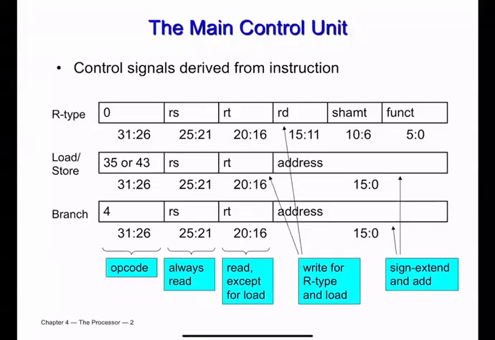So as we mentioned earlier with the main control unit, we have control signals which have been derived from the instruction. The instruction types that we had, as you already know, are R type, load or store, and then branch, and also jump and stuff like that. But as you can see, we have an R type and both of these are I type.